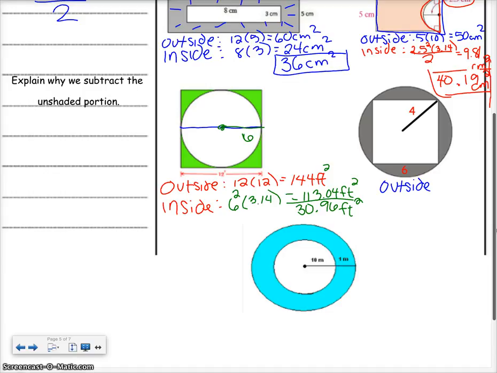What's the radius of that circle? It's not 6 because 6 doesn't go through the center of the circle. Radius always touches the center of the circle. So my radius is 4, so the formula for the whole area of a circle is 4 squared times pi. So 16 times 3.14 is 50.24.